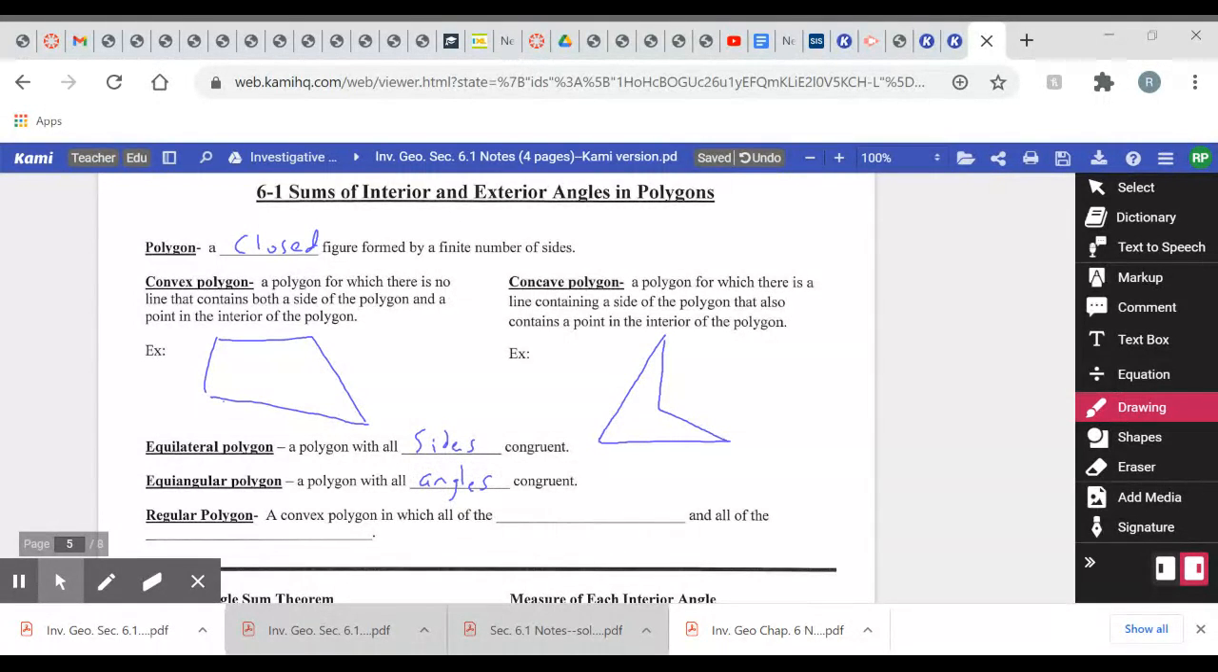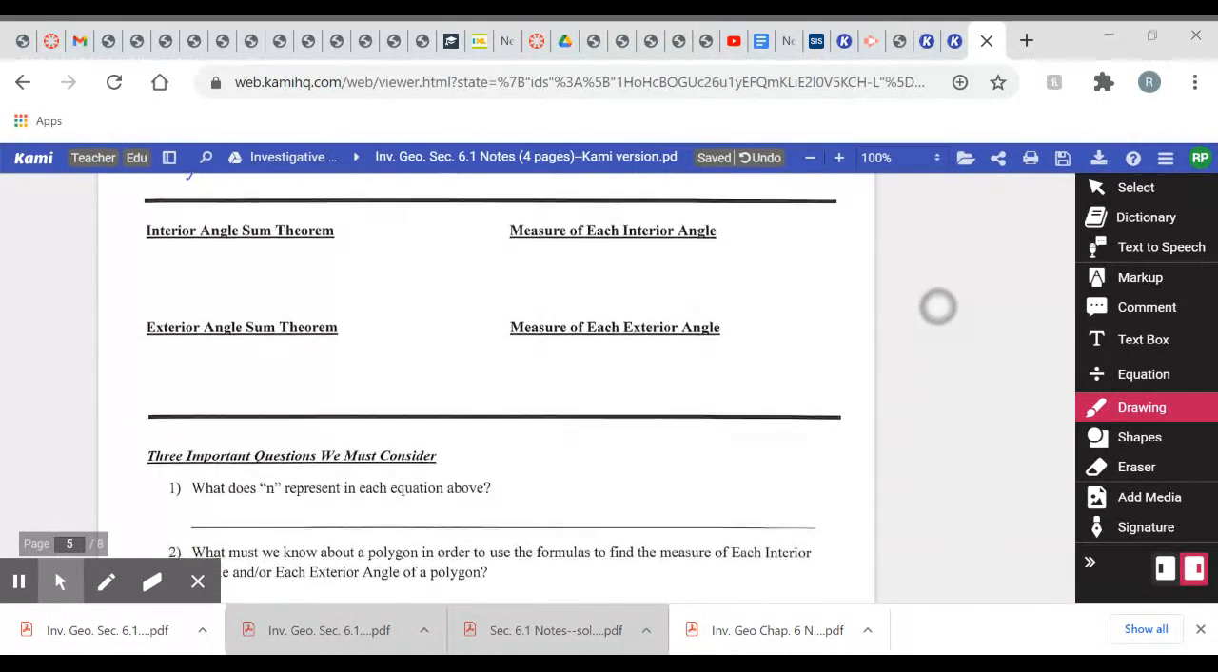And a regular polygon is a convex polygon in which all of the sides and all of the angles are congruent. It's a regular polygon. Okay, so now just a little review over some of the formulas.